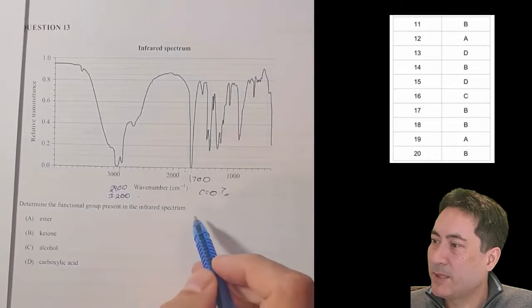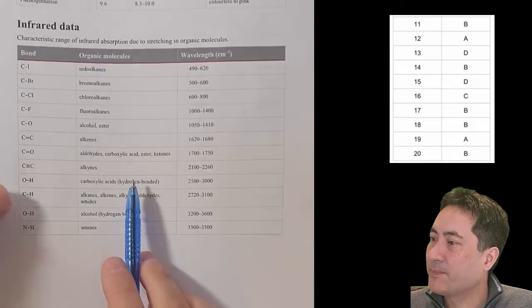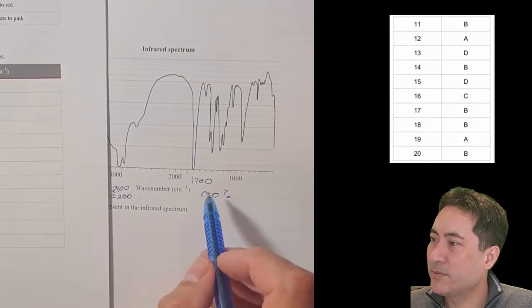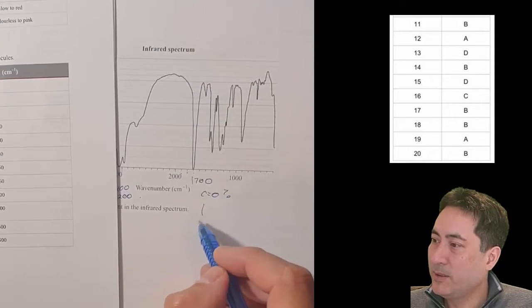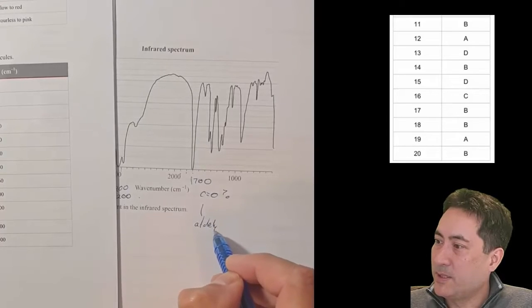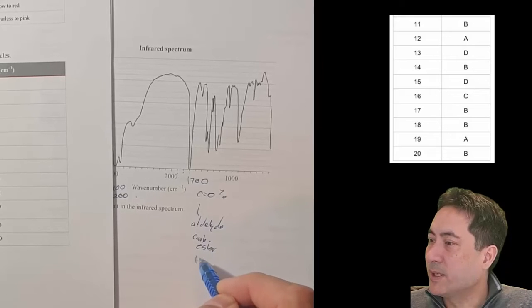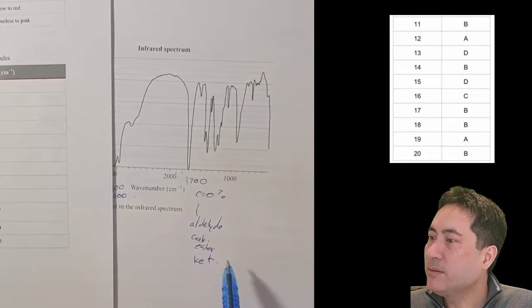Hurry up with it. Write those ones out. Usually stuff to the right is a fingerprint, and it's a bit too messy to actually deal with. So the options are aldehyde, carboxylic acid, ester, and ketone.